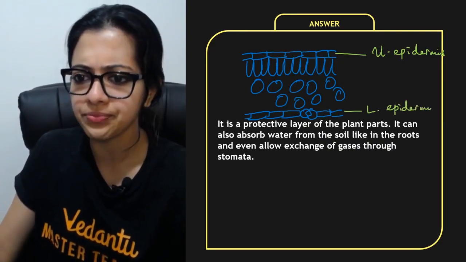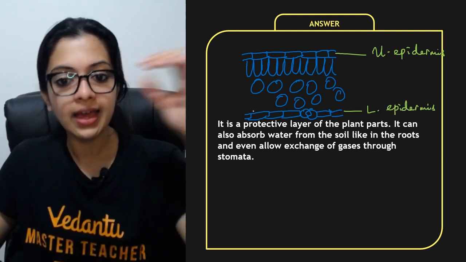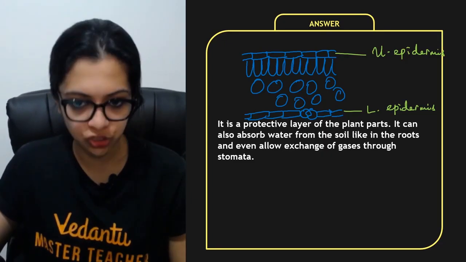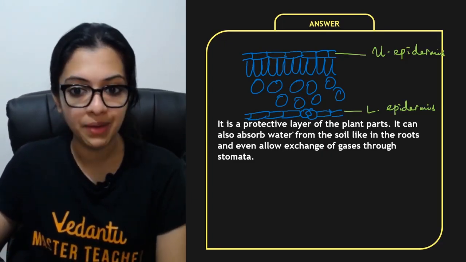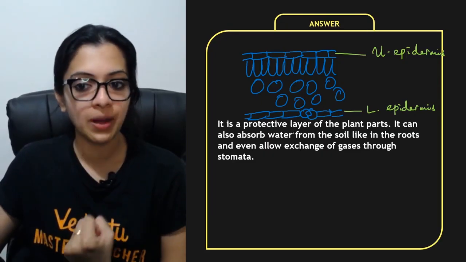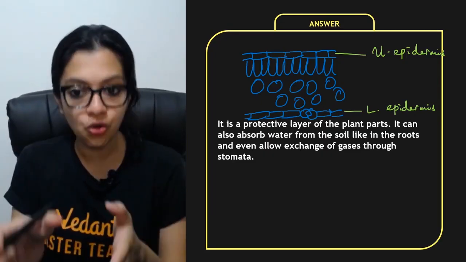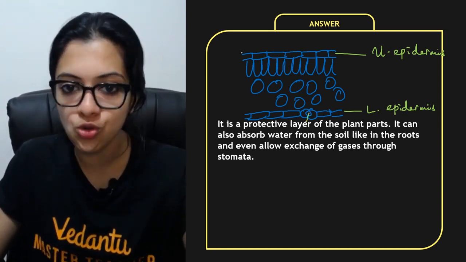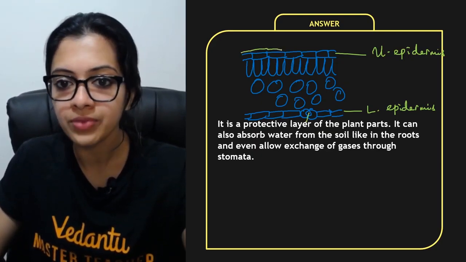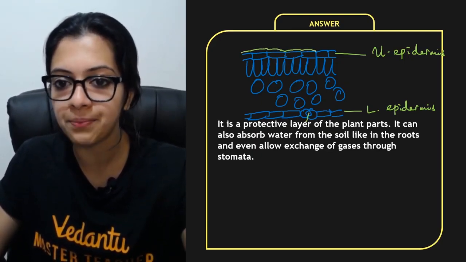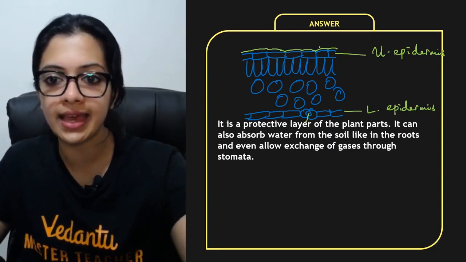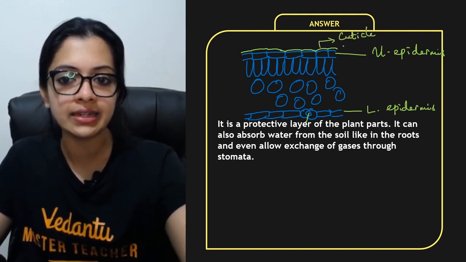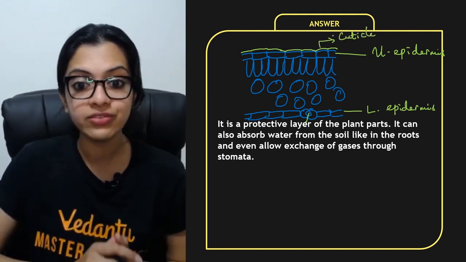Why do you think it's there? Just like the skin in the plant body, the epidermis is there to protect the plant tissues. It acts as a protective layer of plant parts. It can even absorb water from the soil, like in the roots, and also allow exchange of gases through the stomata. And also on top of this, there might be a thin layer of cuticle in some plants. It would be very, very thick in the case of some plants like the desert plants, but otherwise it's going to be a very, very thin, waxy coating to prevent excessive water loss.